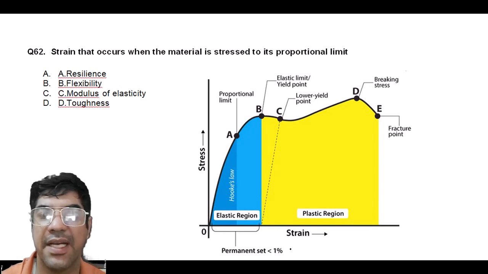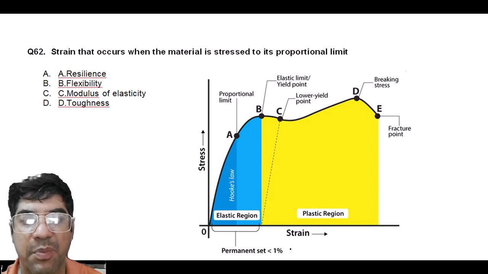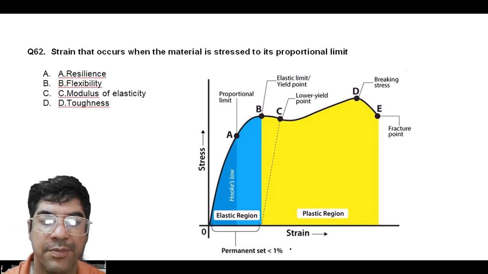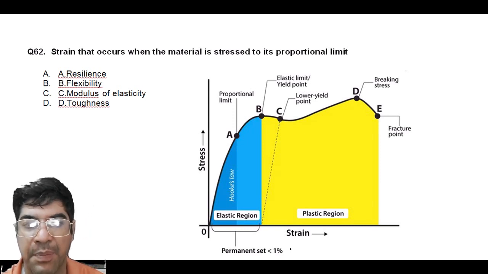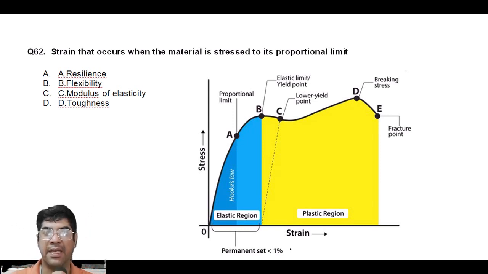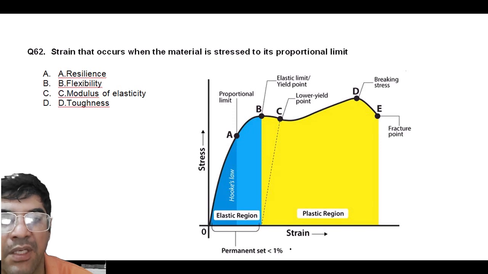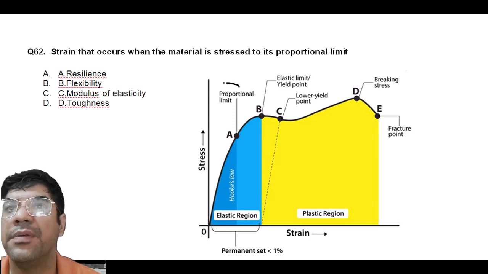Next question, the strain that occurs when the material is stressed to its proportional limit is known as modulus of elasticity. So the modulus of elasticity represents the measure of the material stiffness or its ability to return to original shape after deformation when it is subjected within proportional limit.